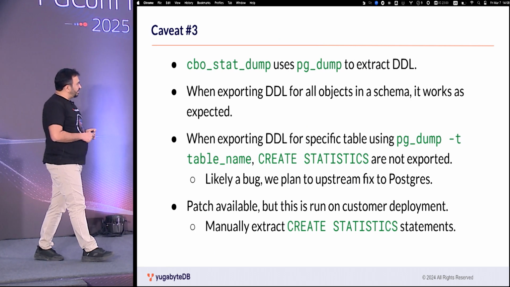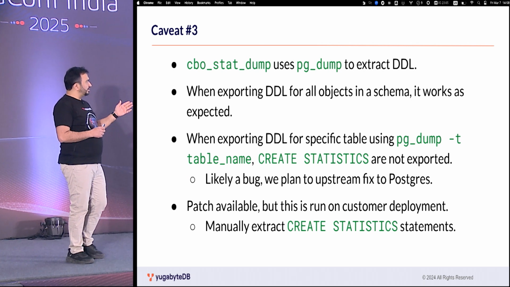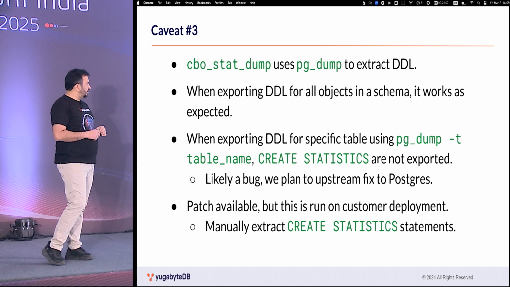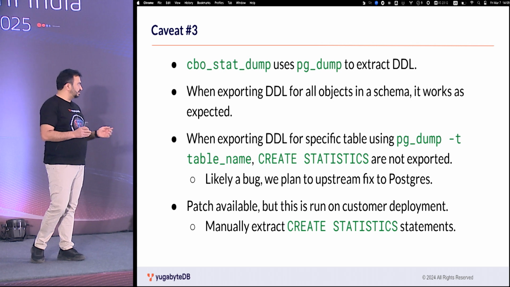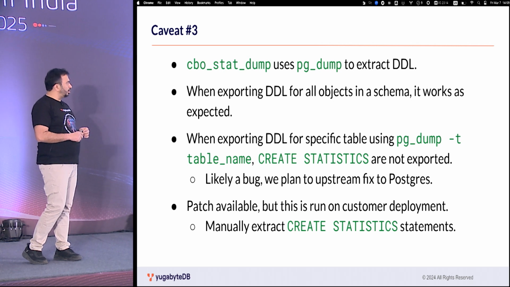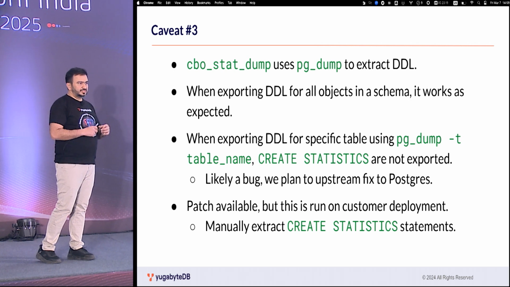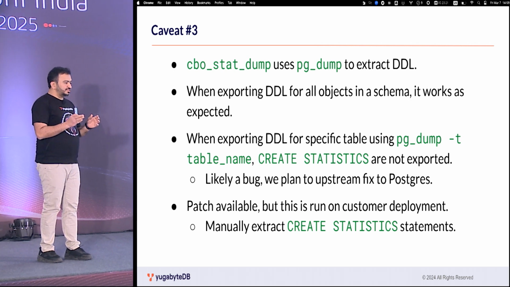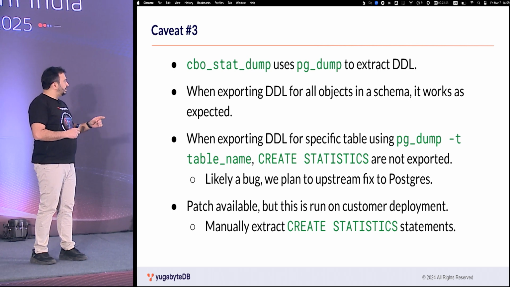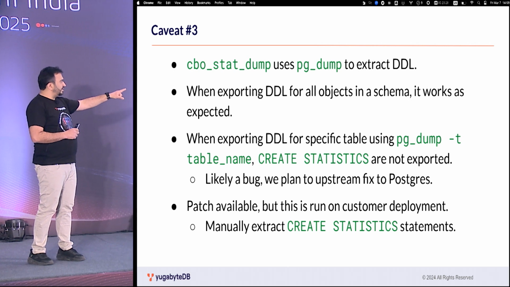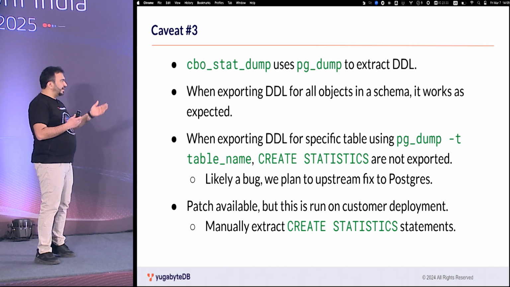Now, there's one more caveat here. I mentioned CBOstat dump uses pg_dump to extract the DDL. When you're exporting the DDL for all objects in a schema, this works as expected, so you can get all the objects. However, when you specify a query for the CBOstat dump tool, it will try to only extract statistics for the tables that are used in that query. And with this, it doesn't export the create statistics commands.